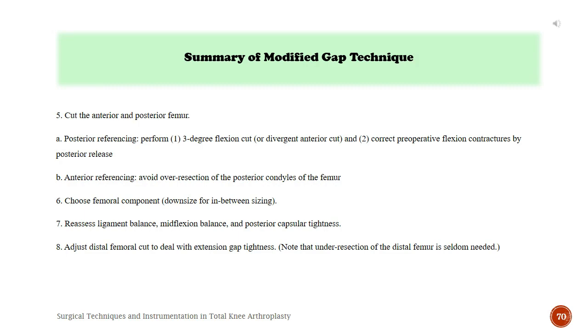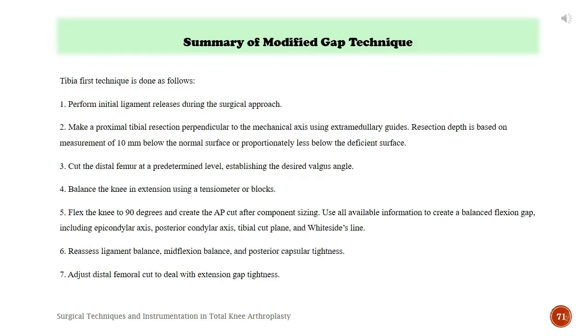7. Reassess ligament balance, mid-flexion balance, and posterior capsular tightness. 8. Adjust distal femoral cut to deal with extension gap tightness. Note that under-resection of the distal femur is seldom needed. Summary of modified gap technique. Tibia first technique is done as follows.